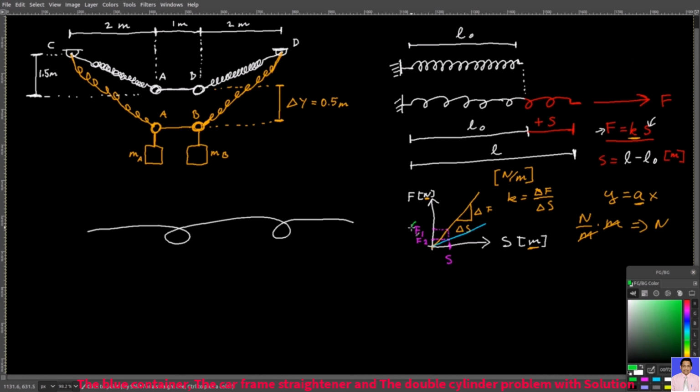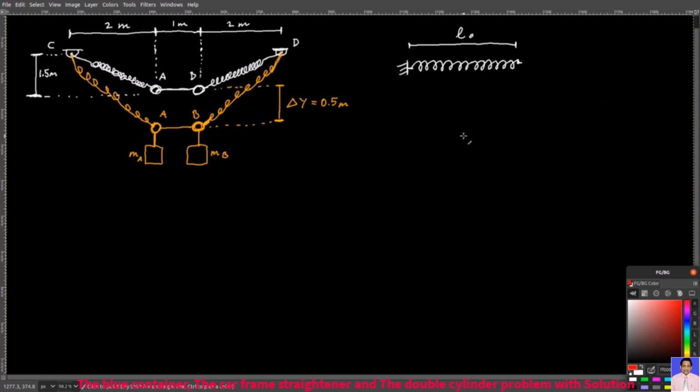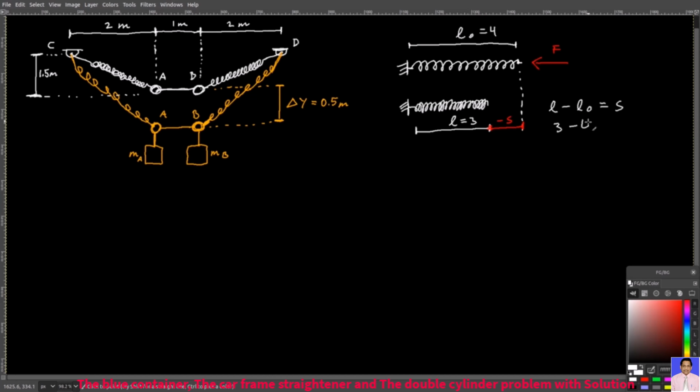In other words, if you apply the same amount of force, then you will get more elongation. So that's the meaning of this K value, which is the spring constant. And finally, if I have an uncompressed spring and I apply force in the compression direction, then obviously your spring gets compressed, and this becomes L. And then you have minus S. And it makes sense because L minus L0 equals S. So if this is 3 and this is 4, then 3 minus 4 equals minus 1 meter.